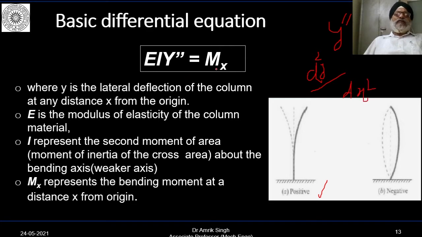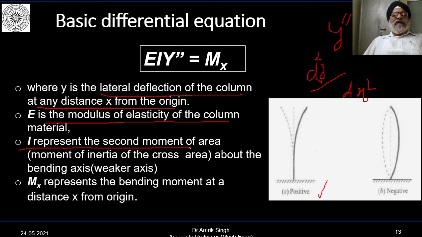So this is equal to the moment at section x. Where y is the lateral deflection of the column at a distance x from the origin, E is the modulus of elasticity of the column material, I represents the second moment of inertia about the bending axis, which is the weaker axis, and Mx represents the bending moment at a distance x from the origin.